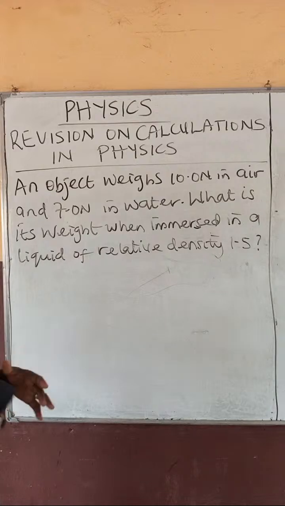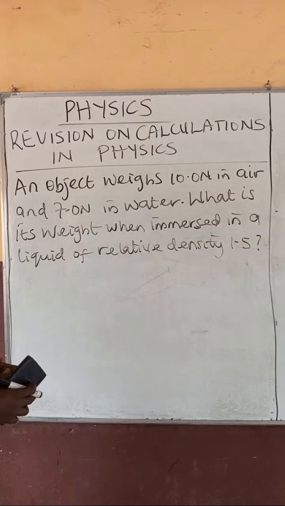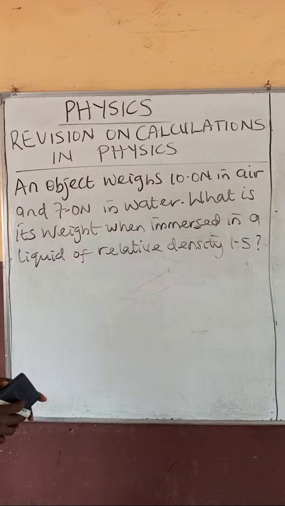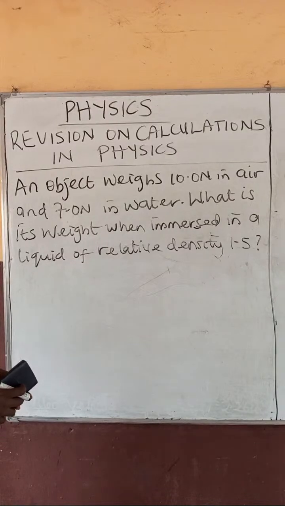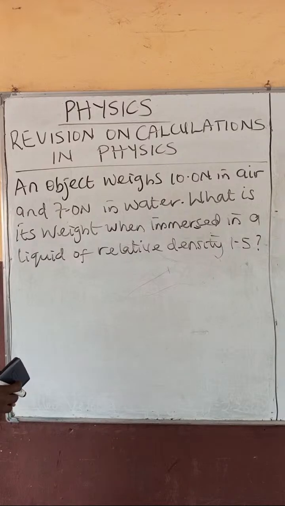All right, let's look at the question again. An object weighs 10.0 Newton in air and 7.0 Newton in water. What is its weight when immersed in a liquid of relative density 1.5? Then the first thing we are going to look at is to set our parameters.